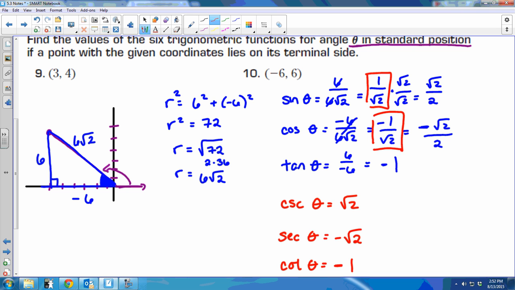Okay? That's learning target 7. It's pretty much using learning target 5 and then the idea of we can use or make our triangles in the coordinate plane. All right? Let me know if you have any questions.